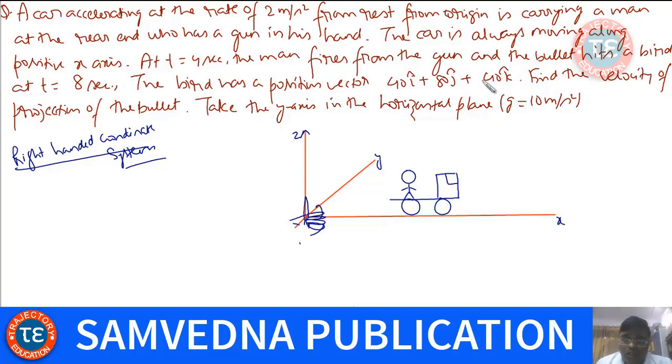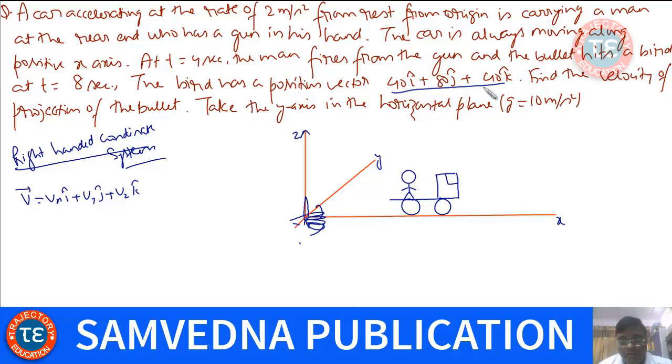Okay, fine. So we have this x-axis, y-axis; the xy plane forms a horizontal plane and the z-axis is in the vertical direction, perpendicular to that horizontal plane. Fine. So we have to find the velocity of projection of the bullet. Suppose the velocity of projection of the bullet is say Vx i cap, Vy j cap, and Vz k cap.